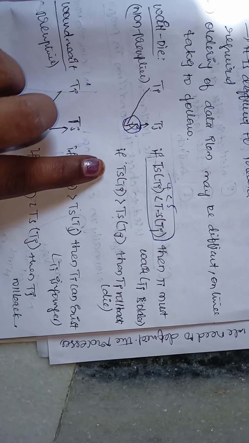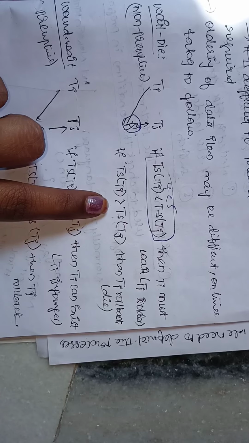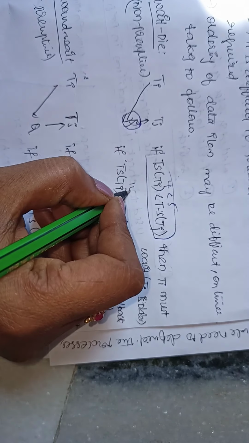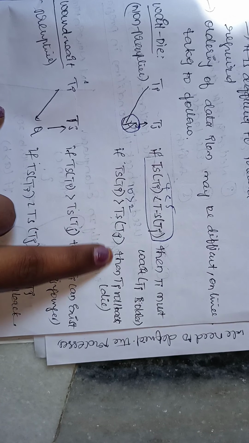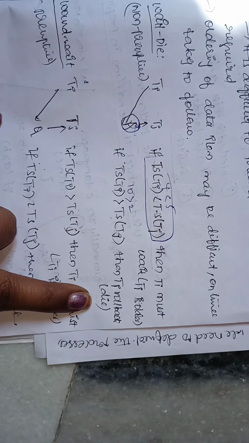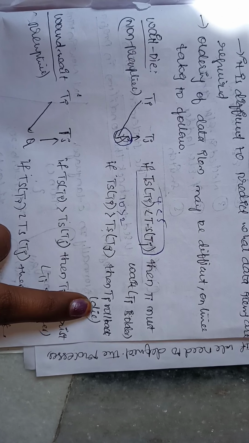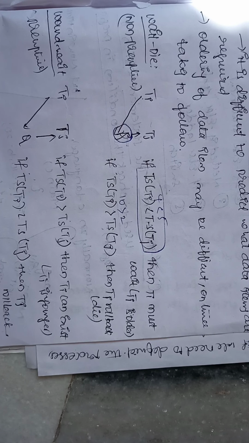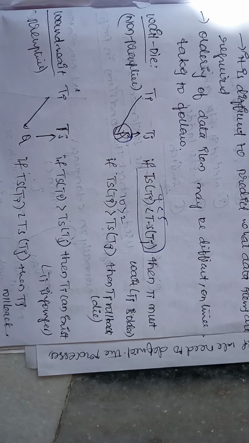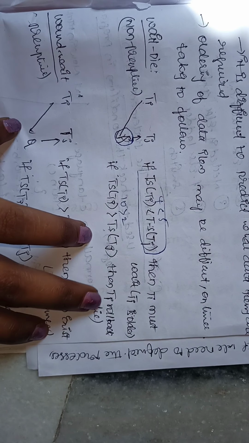And next, the timestamp of TI might sometimes be greater. Suppose this is 10 seconds and this is 2 seconds. At that time, TI has to roll back. Why do we roll back? When it rolls back, it will get the chance to come again and be in the queue. If it does not roll back, it has to wait until the time completes. Clear all of you? So that's why TI has to roll back.